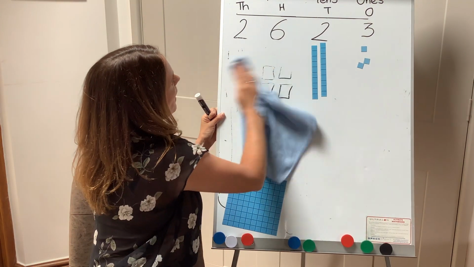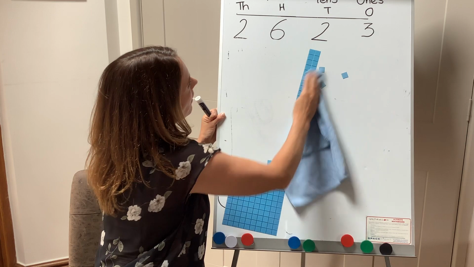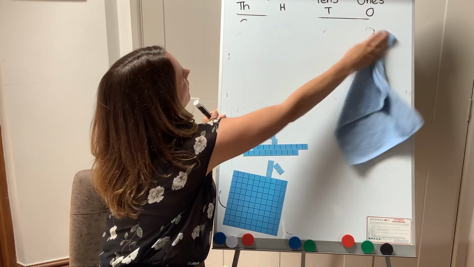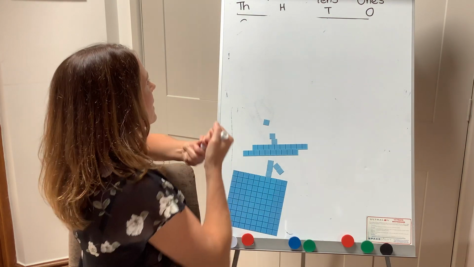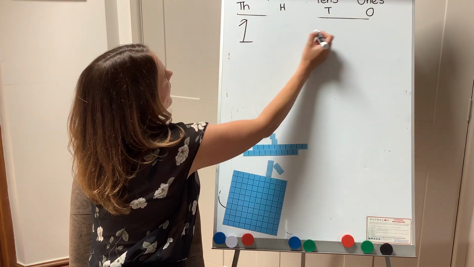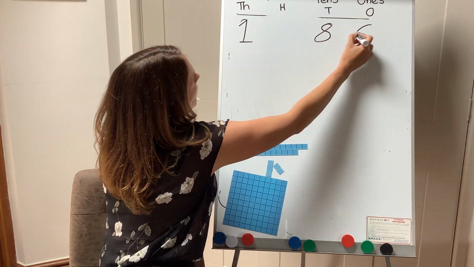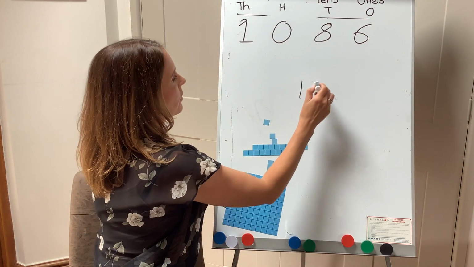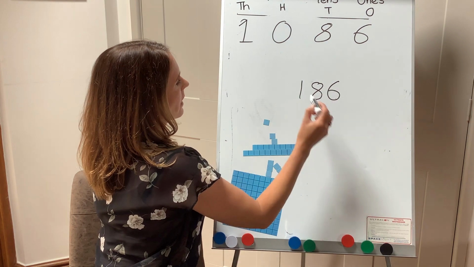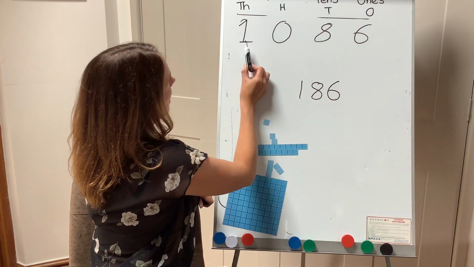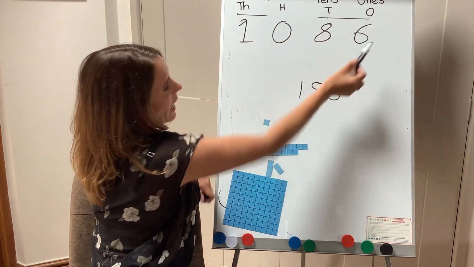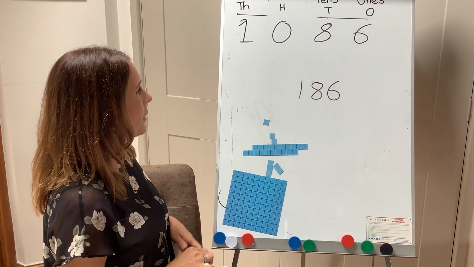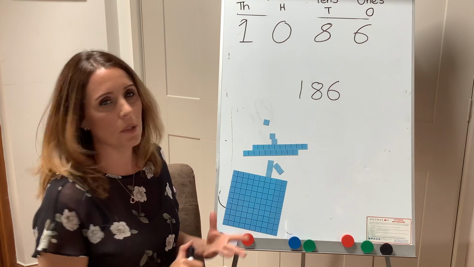Again, we must make sure we're really careful with the 0. If we have the number 1,086, we must remember to put the 0 in there, otherwise the number looks like 186. But the number is in fact 1,000, so we've got to take account of the place value headings and use those. So use your place value headings and get practice in using those.